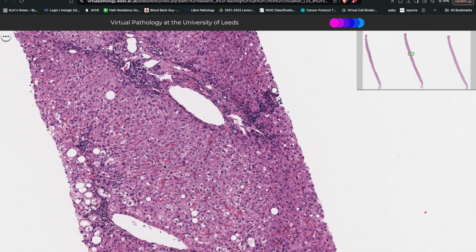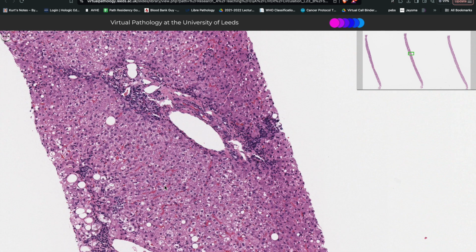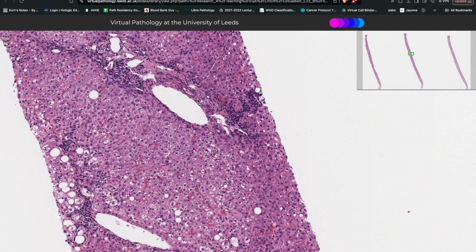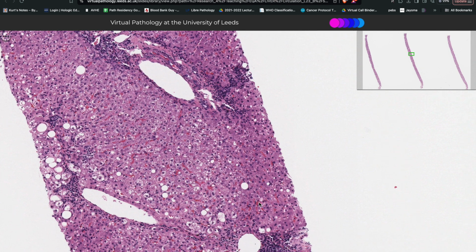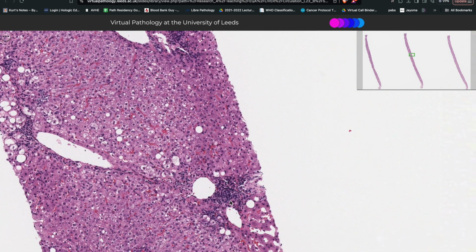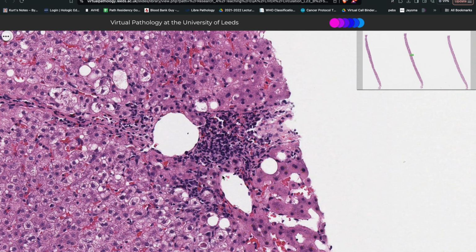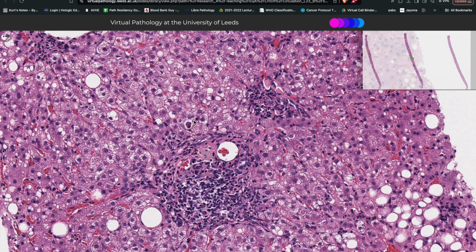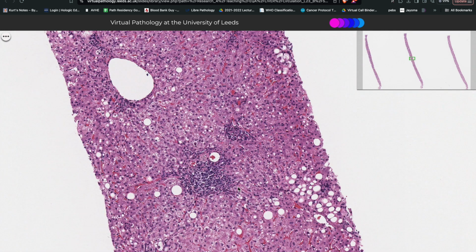The tricky thing for me about liver is I feel like you only suggest that this could be the case, like steatohepatitis or autoimmune hepatitis, and you really need the clinical correlation as well. Here's an acidophil body, which is non-specific but can be seen in autoimmune hepatitis, among other entities.